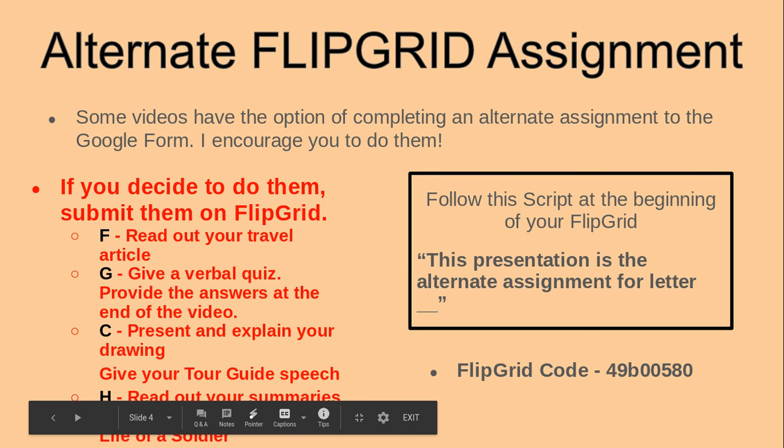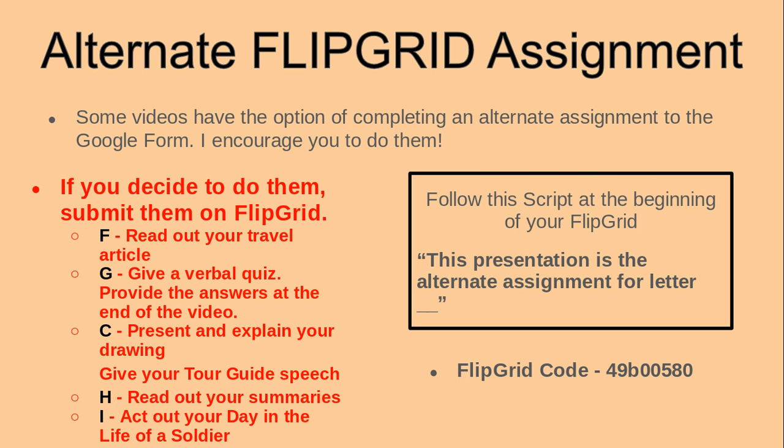If you decided to do an alternate assignment on day two, that's where you would go. Say you decide again to do an alternate assignment on day three, you would just submit another Flipgrid video in that same assignment. Okay, 49B00580.